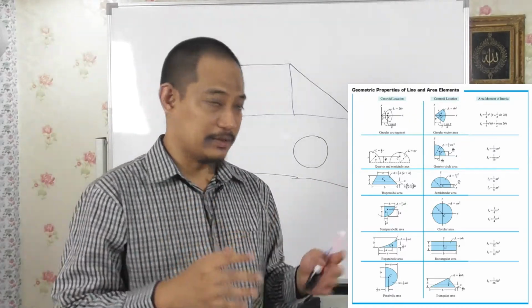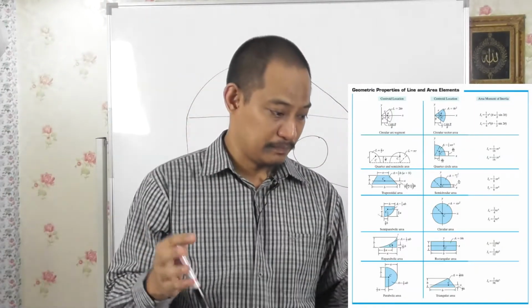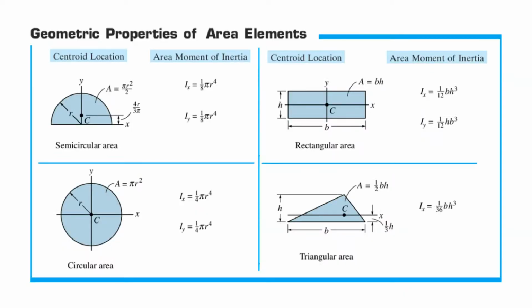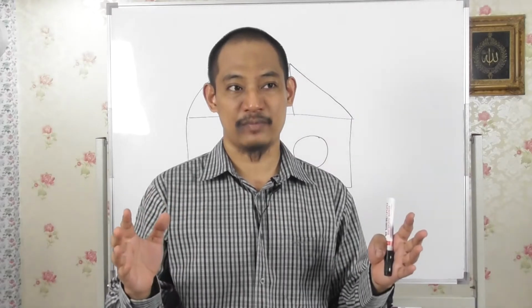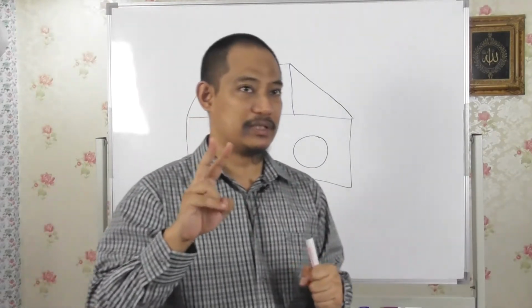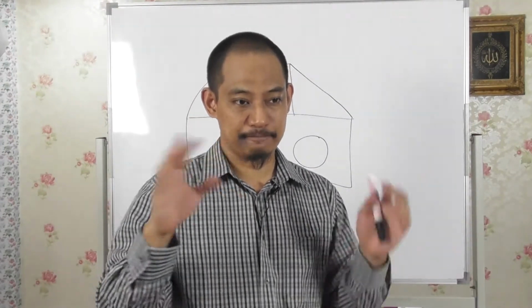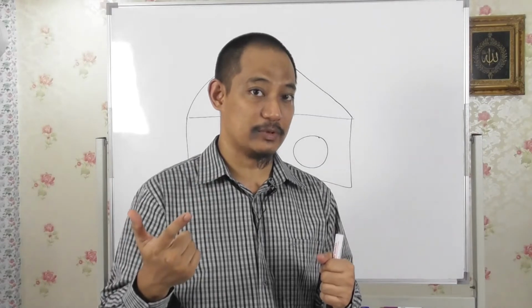Taking a look at the table, maybe we'll just display it briefly here. This is an example snapshot of four basic shapes that we tend to see, right? We have the semicircle, the rectangle, the circle, and the triangular area. So this is just an example. Normally the table has more types of areas that you can see, right? If you look at it, normally the table gives you two different pieces of information: one is about the centroid, second is about the moment of inertia, right?